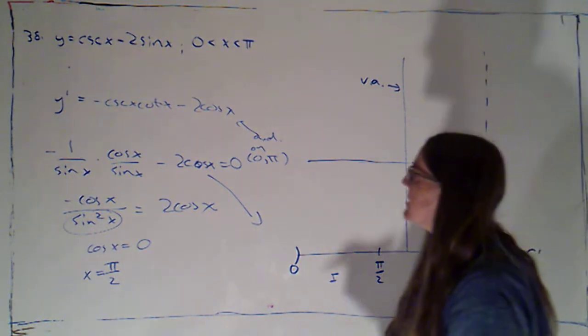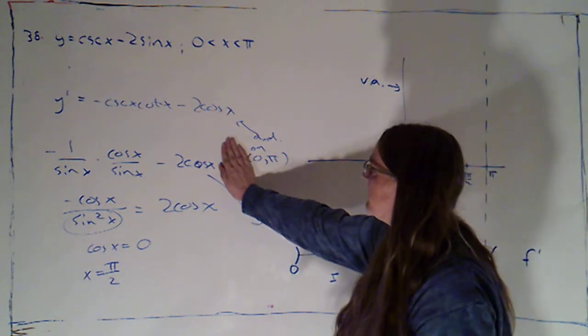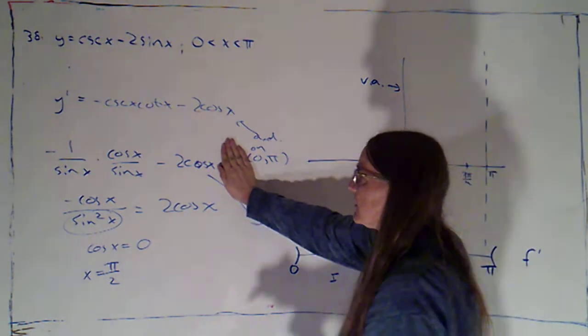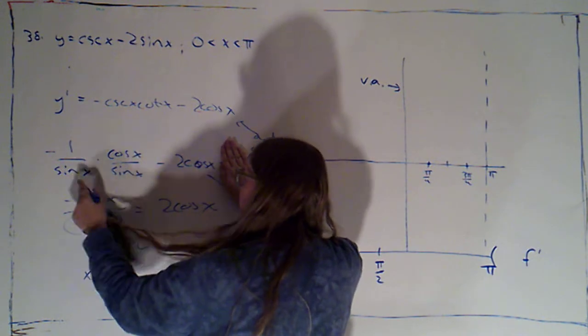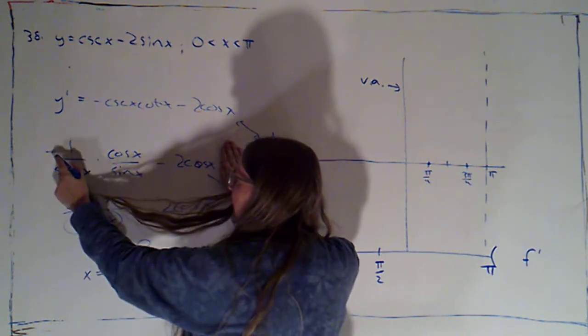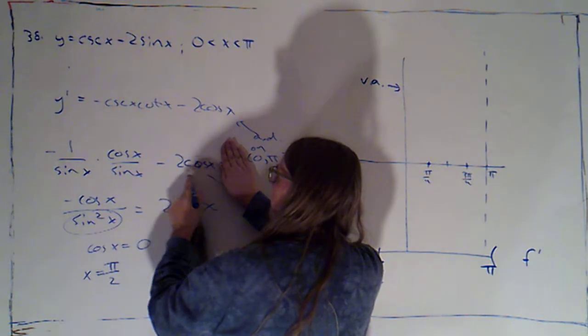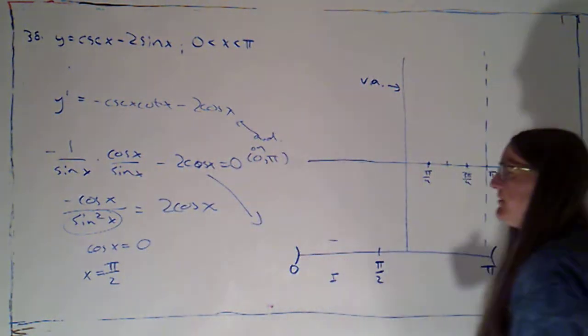And if I take a look, this was my derivative right here. Okay, sine and cosine are all positive here. So this term is negative because of the negative sign there. This term is negative. We're definitely negative here.